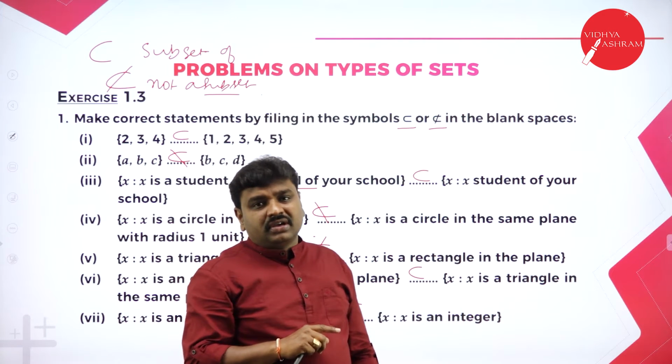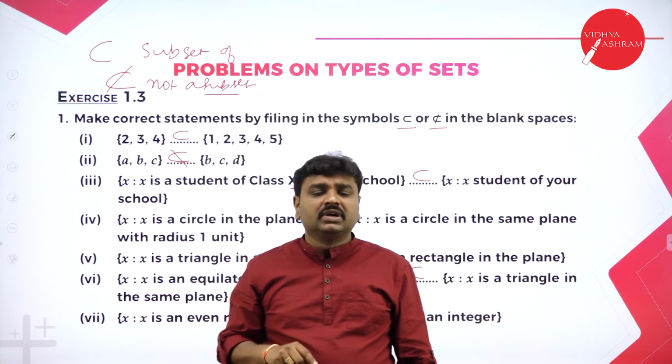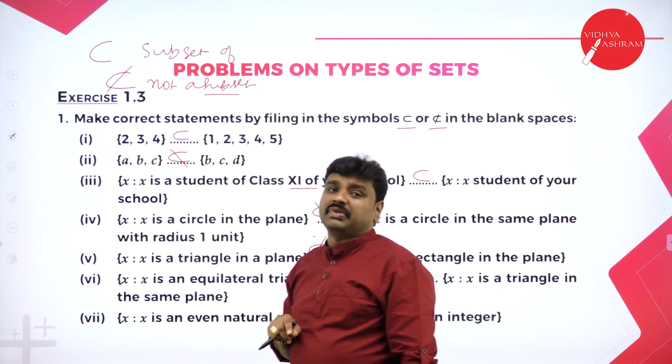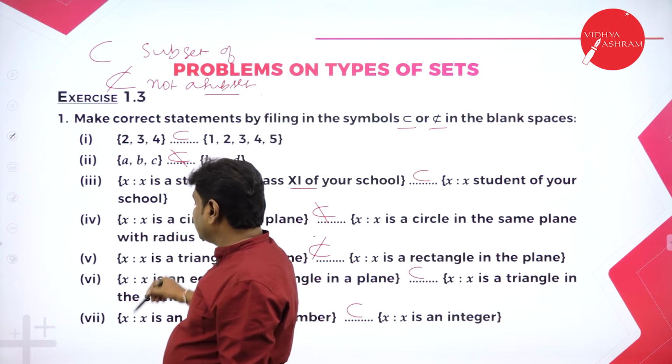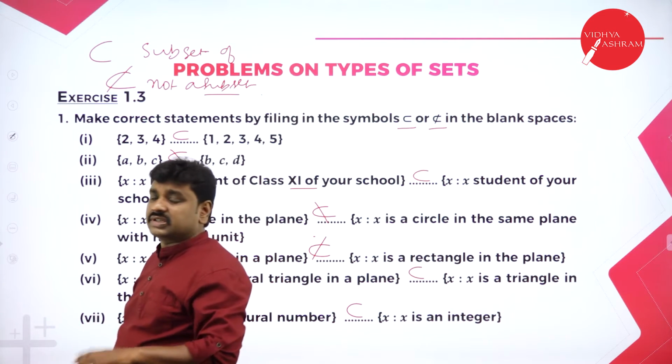Number of subsets for a given set. The number of subsets for a given set is what? 2 power n of A. And then we also studied the number of elements in a power set. Now I showed you how to fill this, and we have done 7 different questions. I hope all of you understood this.